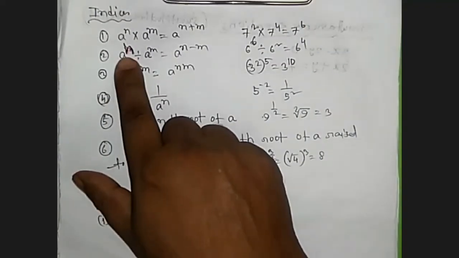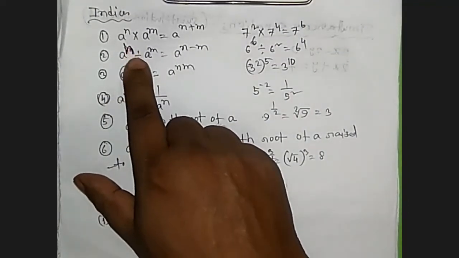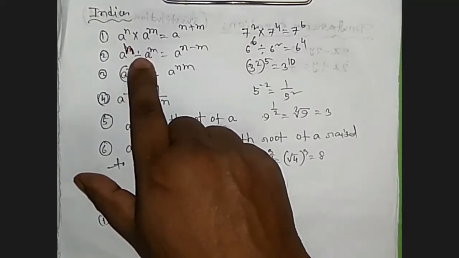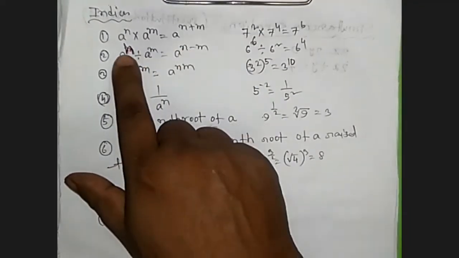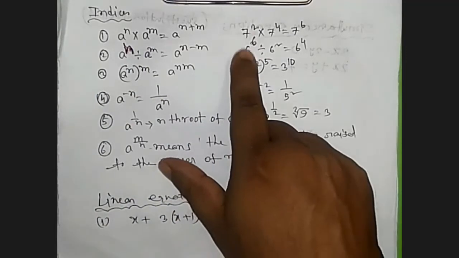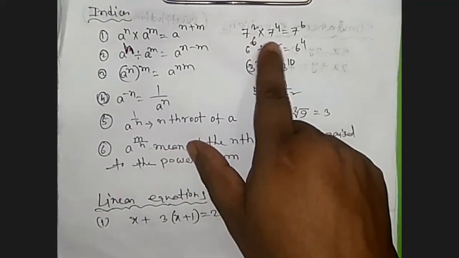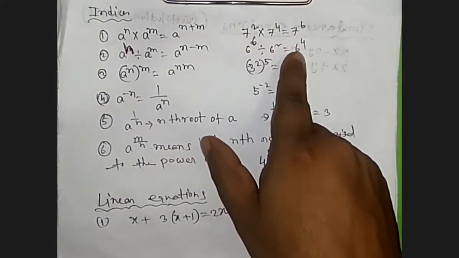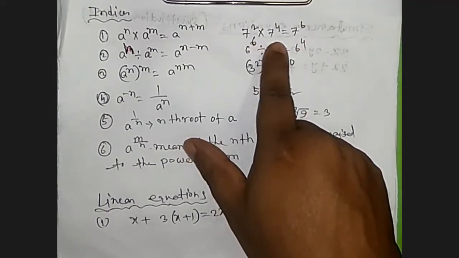Same for division, a to the power n divided by a to the power m, the base is the same. For division, we can subtract the powers, n minus m. That is 6 to the power 6 divided by 6 squared. If you subtract, the base is the same, keep it the same, 6 minus 2, that is 4.